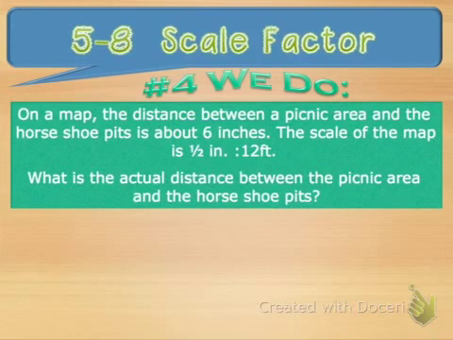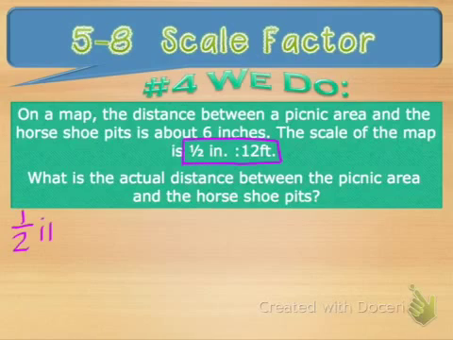So now we're going to do another one just like it, only it's got different numbers. So you'll get a chance to try these again. On a map, the distance between a picnic area and the horseshoe pits is about 6 inches. So this is the part that we'll need to come back to in a little bit. But for right now, they're telling us that the scale factor on the map is 1/2 inch is equal to 12 feet in reality. So 1/2 inch to 12 feet.